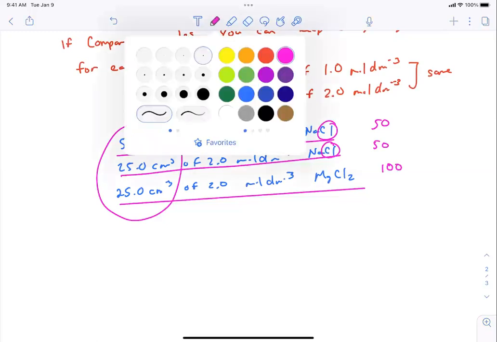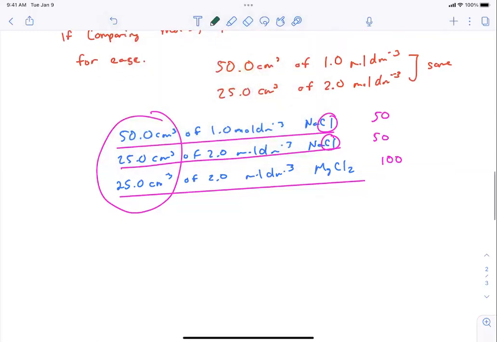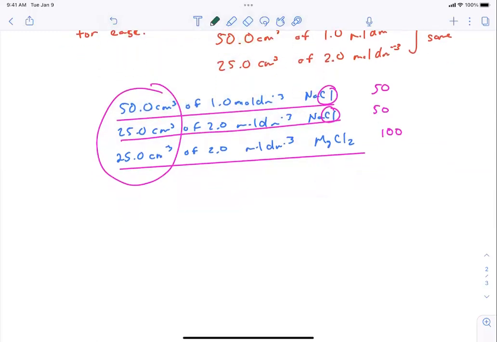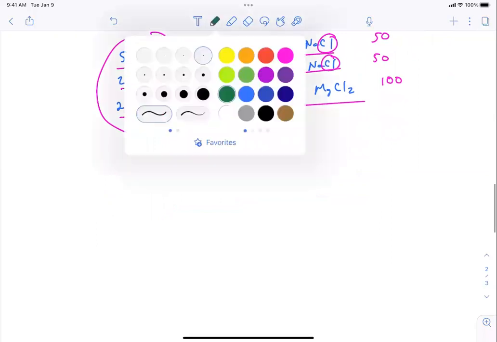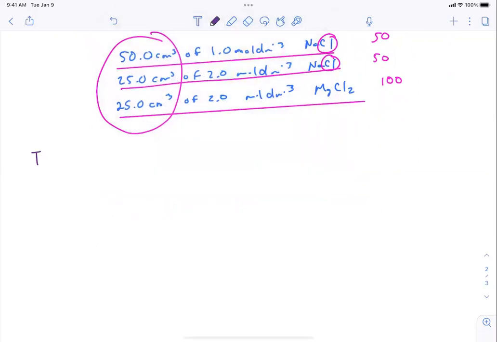Okay. So if you're actually doing calculations, you need to make sure the units match. But if you're just trying to compare substances to each other, then keeping them all in centimeters cubed is appropriate or allowable.